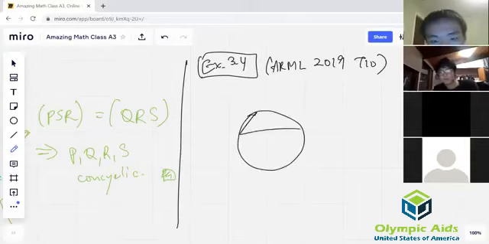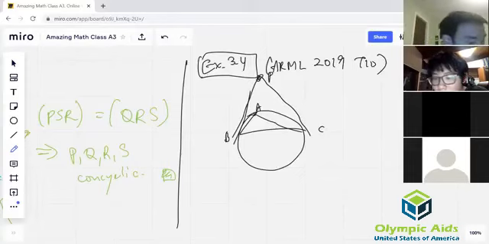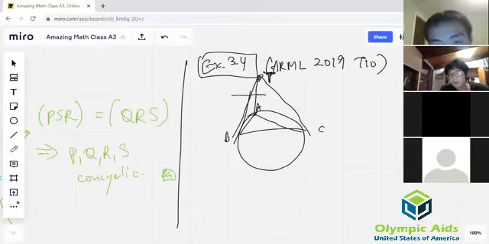Circle. I'll try to move a bit faster. We're running a bit low on time. B, C, A, and we have a point P. Oh, sorry, this is a point T. And what do we know? We know that the perpendicular bisector of AT meets the tangent at A at some point P.